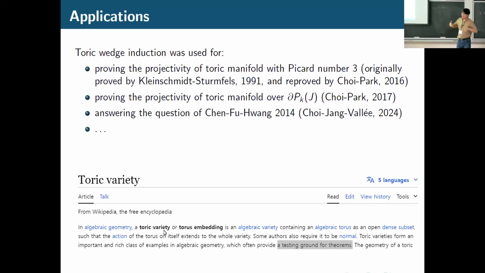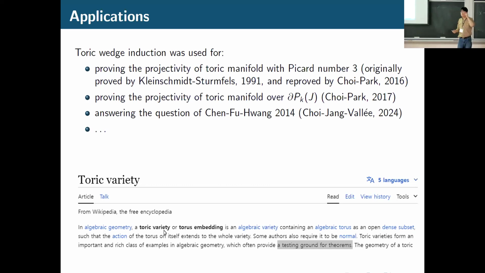So I used this idea to prove some properties, actually for showing the projectivity. In 2016, I showed that the Picard number 3 toric manifolds are projective. This theorem was originally proved by Kleinschmidt and Sturmfels in 1991, but our method is totally different and much easier than their idea.